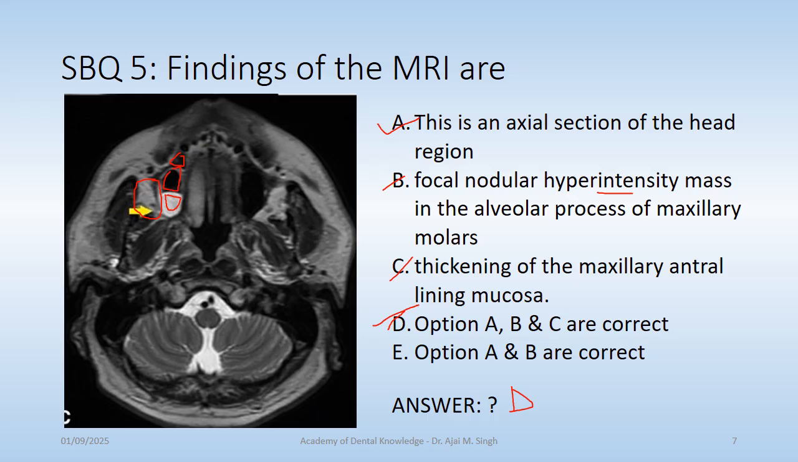Correct. Thickening of maxillary antral lining mucosa. This is the sinus. So thickening of the maxillary antral lining mucosa, we can see this one. It is also there. Option A, B, C are correct. Okay, A and B are correct. No, we will choose option D.